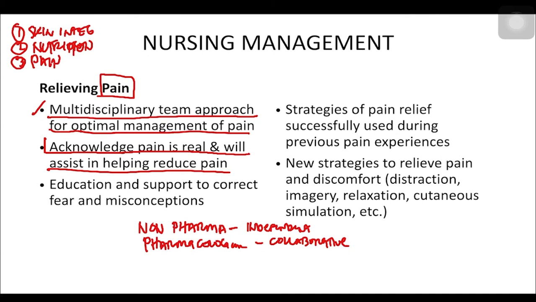Next one is educate and support, correct fear and misconceptions. Kasi sometimes pain is psychological. Dito yan pumapasok yung placebo. So educate that, correct the fear na, for example, I might die, and then the patient gets psychosomatic disorders, or the patient suddenly feels pain due to psychological stress. So there comes the education to support and correct fears and misconceptions. Okay. So take note of the strategical plan or the pharmacological management.